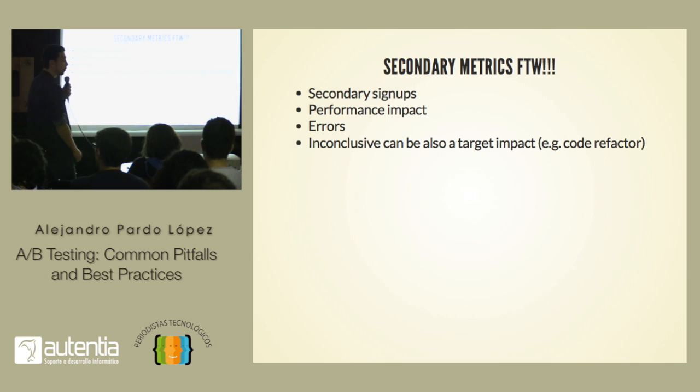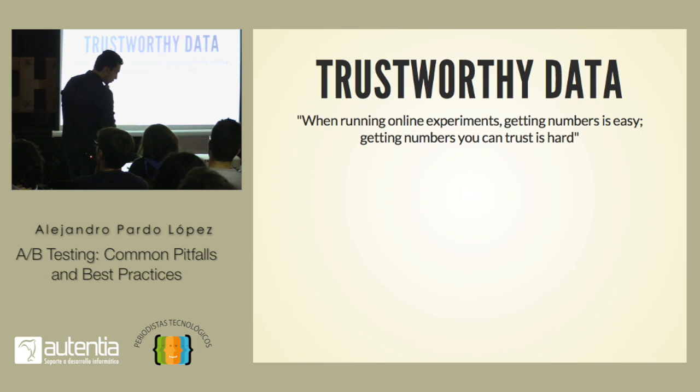You can also look at performance. You can have an inconclusive result, but then the performance of the feature is bad. Don't go full on with that. You can also look at errors. Are we generating more errors? We shouldn't go for that. So, trustworthy data.